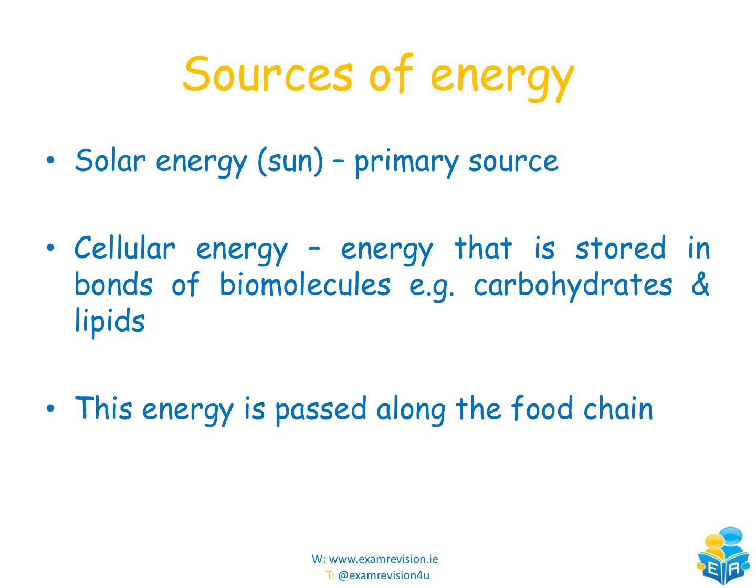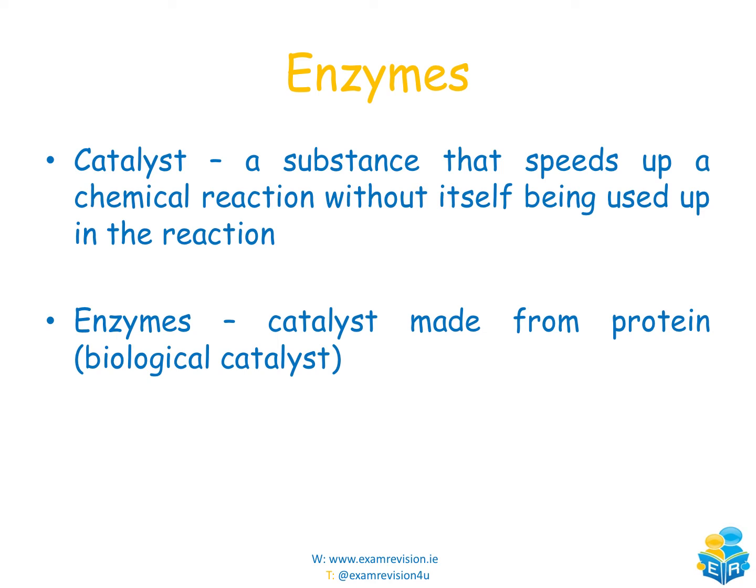Now we're going to just quickly talk about sources of energy before we get into discussion of what the enzymes actually do. So sources of energy, we know that solar energy or the sun is the primary source of energy for all of us. And cellular energy, that's energy that's stored in the bonds of biomolecules. So think of your foods, your carbohydrates and your lipids. So that's your cellular energy. And it's this energy that's going to be passed along the food chain. So if you remember from ecology and the food chain, a lot of energy is lost as heat as organisms feed on each other, but the energy that is passed on is the cellular energy.